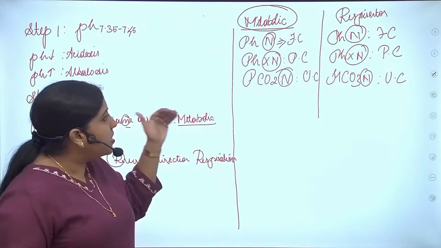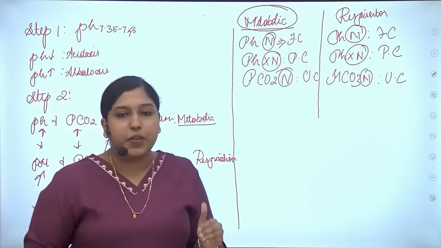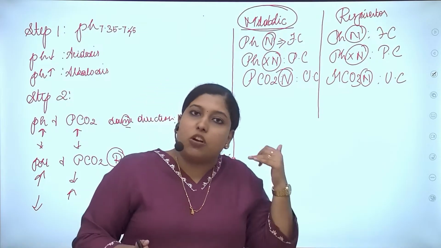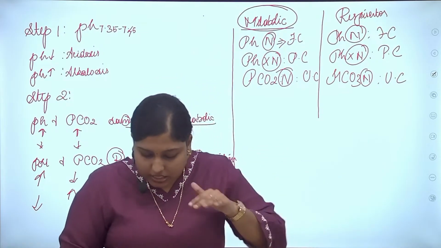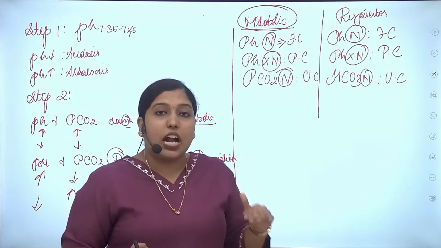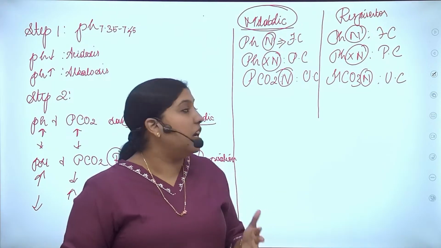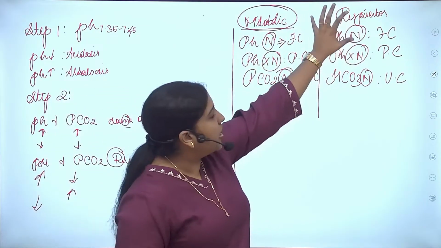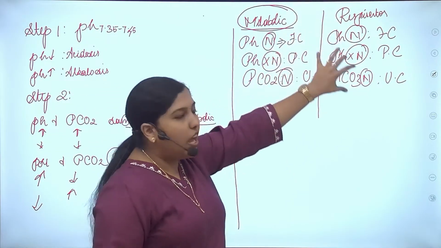When the PaCO2 is normal, in that case, it is not doing any action, right? It is neither increasing nor decreasing, it is at the same level. So in that case, we are telling it is completely uncompensated. The same case is applying for the respiratory system. In the respiratory system, you will be thinking about HCO3.